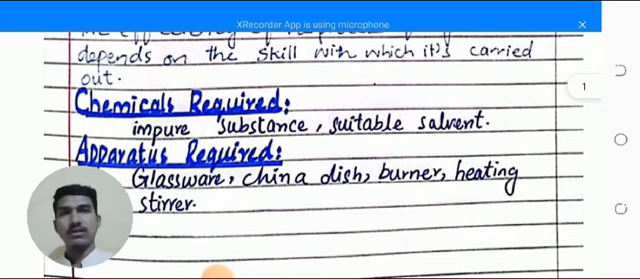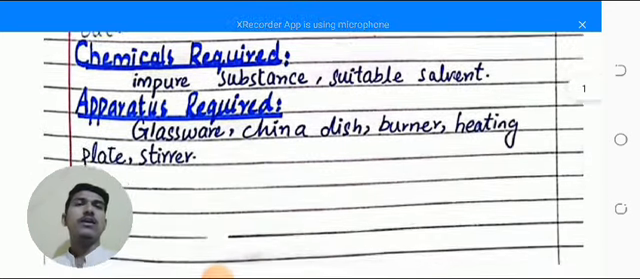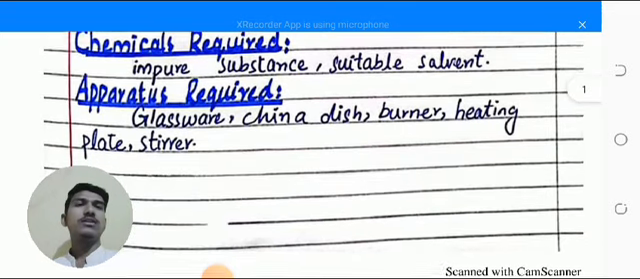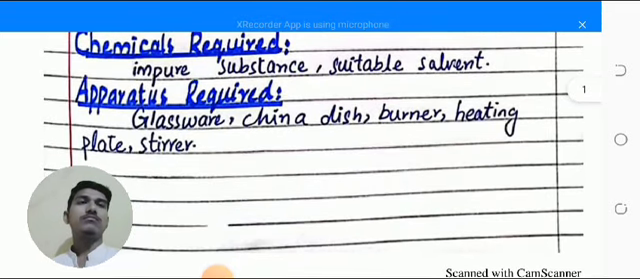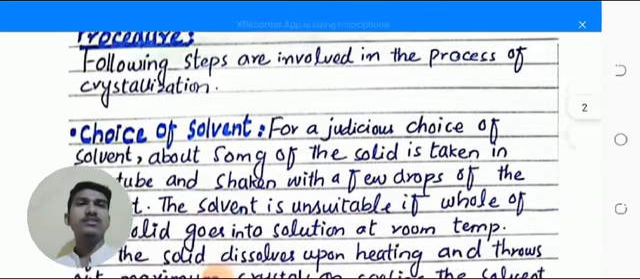Chemicals required: impure substance, suitable solvent. Apparatus required: glassware, china dish, burner, heating plate, and stirrer. The next point is procedure. The following steps are involved in the process of crystallization.